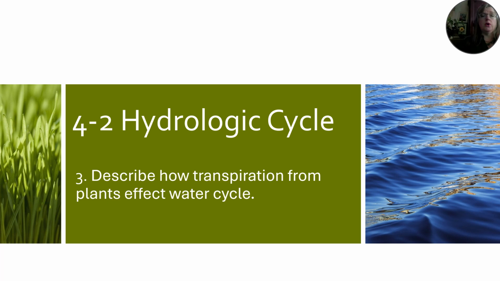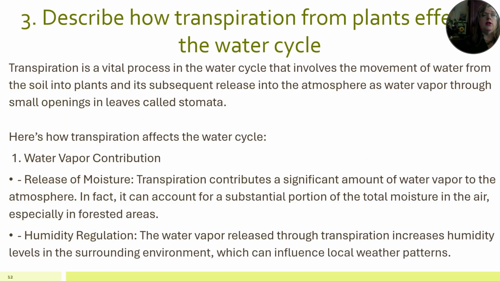Okay, the third objective is to talk about transpiration, how transpiration affects the water cycle. Remember, that's the water vapors coming off of the plants themselves. So it is the vital process in the water cycle that involves the movement of water from the soil into plants and then subsequently releasing to the atmosphere as water vapor through small openings in the leaves called stomata.